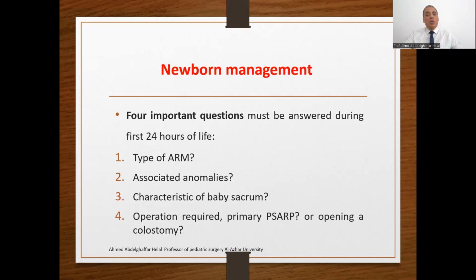Number 3, what is the characteristic of the baby's sacrum? Number 4, what is the operation required for this baby? Is it a primary posterior sagittal anorectoplasty, or PSARP, or opening a colostomy and delaying the definitive repair for a few months? The role of the pediatric surgeon is to answer these 4 questions when you face any baby with anorectal malformation.